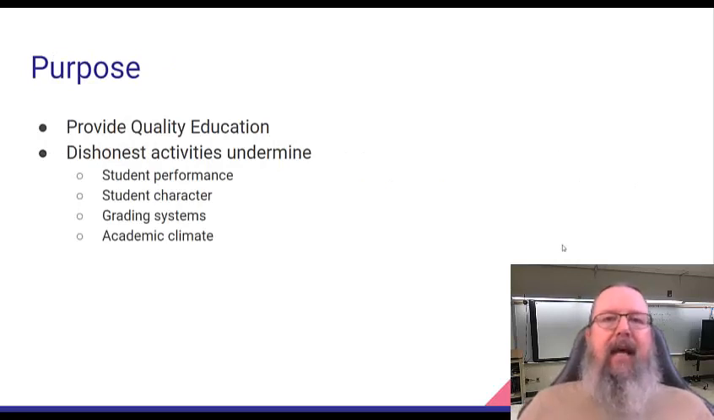Why do we have this academic integrity policy? The purpose is really to provide a quality education, because dishonest activities undermine student performance. It undermines a student's character. It undermines the actual grading system that everybody operates under, and it can ruin an academic climate. If several students are cheating and getting away with it, why would other students work hard when they can cheat the same way? It destroys the culture of a school. So we need to be honest and have integrity in everything we do, not just schoolwork, but everywhere.